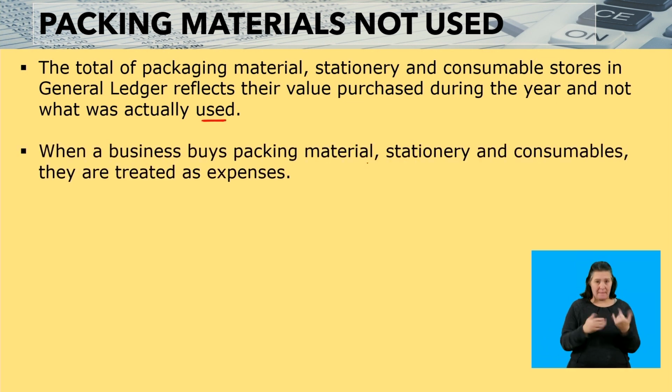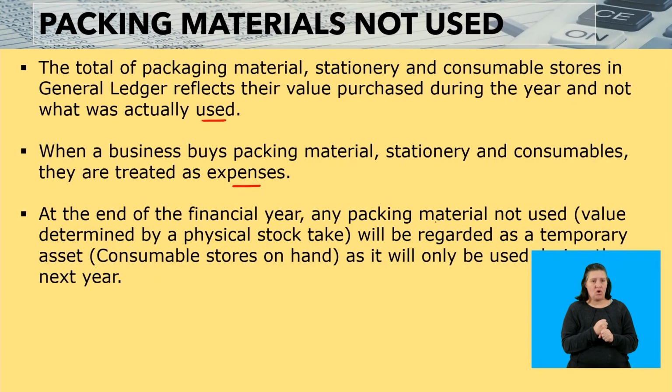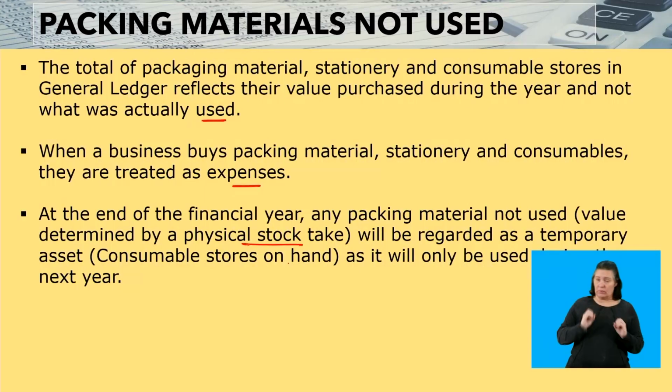When a business buys packing material, stationery and consumables, they are treated as expenses. It is also very important that you note that these are expenses to the business. And then at the end of the financial year, any packing materials that will not have been used is determined by physical stock take. Remember, we do the physical stock take at the end of the financial year, when we count every item individually, then we get to know how much we have. Therefore, whatever will not be used will be regarded as a temporary asset, consumable stores on hand. It will only be used in the next financial year.